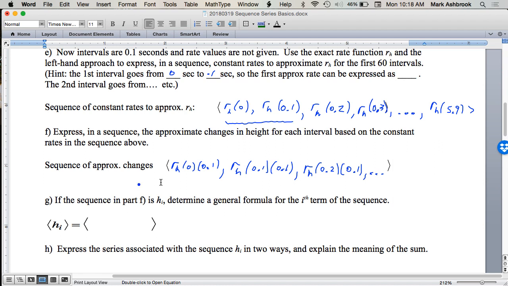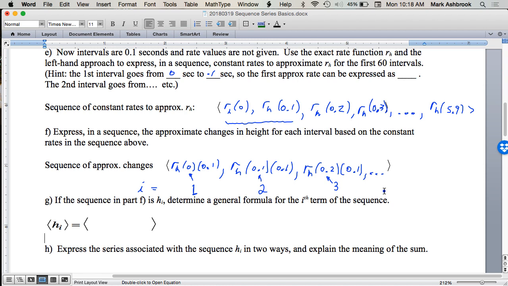So look, which interval is this? This is the first interval, or say, I equals 1. Second interval. Third interval. So what's the only thing changing in these terms? The input into the rate, right? So when I is 1, we get 0. When I is 2, we get 0.1. When I is 3, we get 0.2.